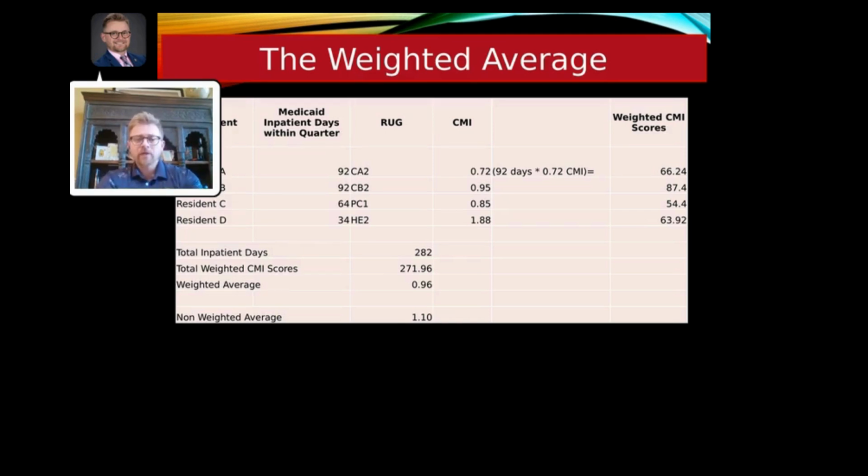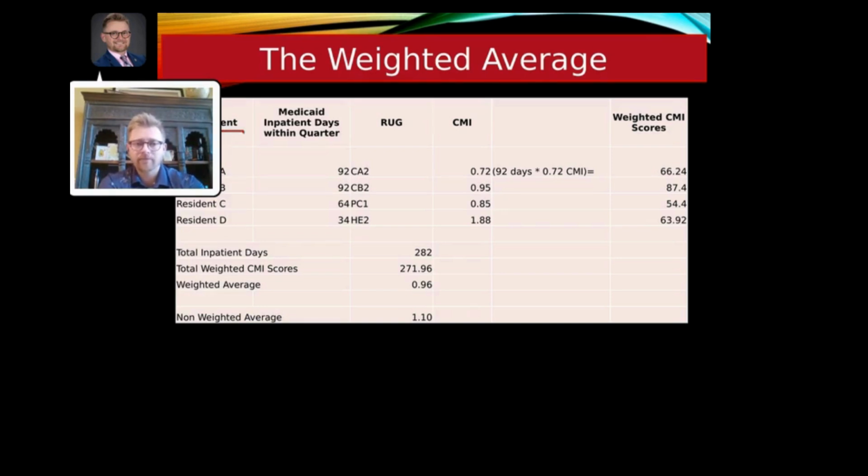Weighted average. This is very similar to the assignment that you're going to do. You're going to calculate a weighted average. You're going to calculate a CMI. You're going to see how it impacts your rate. This is a small, simplified example to understand how the calculation is done. On the first column, we have residents. Let's do red. We have our residents, A, B, C, and D.